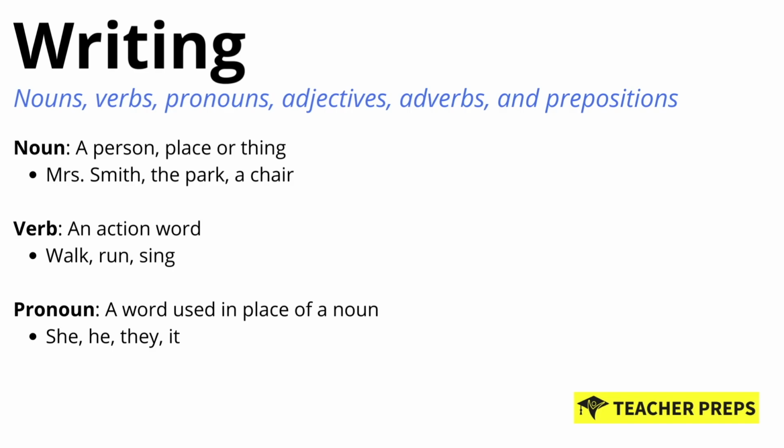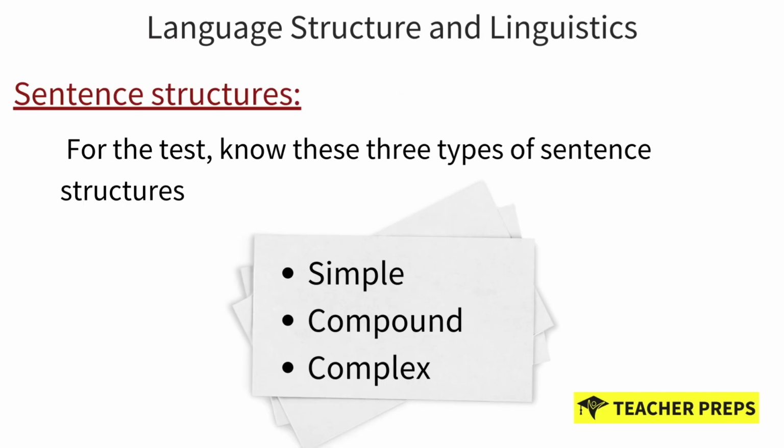Now we have nouns, verbs, pronouns, adjectives, adverbs, and prepositions. A noun is a person, place, or thing. For example, Mrs. Smith, the park, a chair. Verb is an action word. Walk, run, sing. Next, we have a pronoun. That is a word used in place of a noun. She, he, they, it.